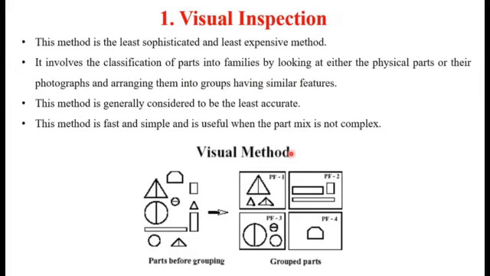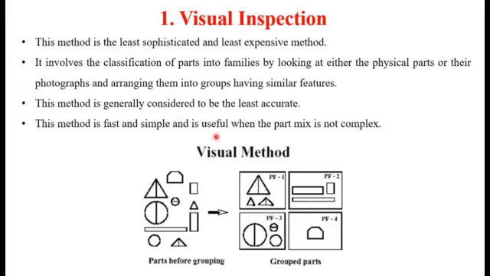The first method is visual inspection. This method is the least sophisticated and least expensive method, and it is also less accurate. It involves the classification of the parts into families by looking at either the physical parts or their photographs, and arranging them into groups having similar features.